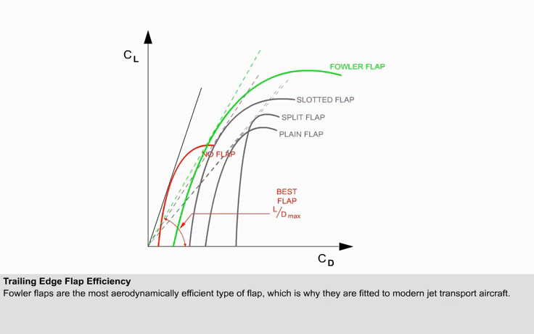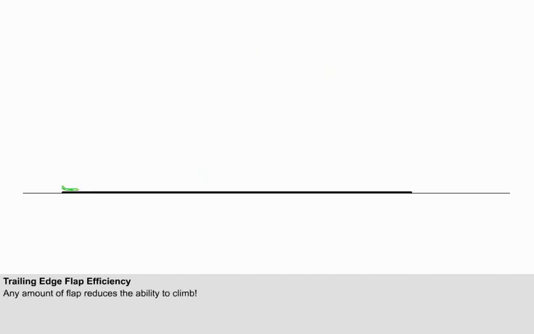Does an understanding of reduced LD max with flaps down have a practical application? Yes. It is a very important takeoff climb consideration. We have learned that the use of about 15 degrees of flap reduces the takeoff run. That's why flaps are fitted. But any amount of flap reduces the ability to climb.